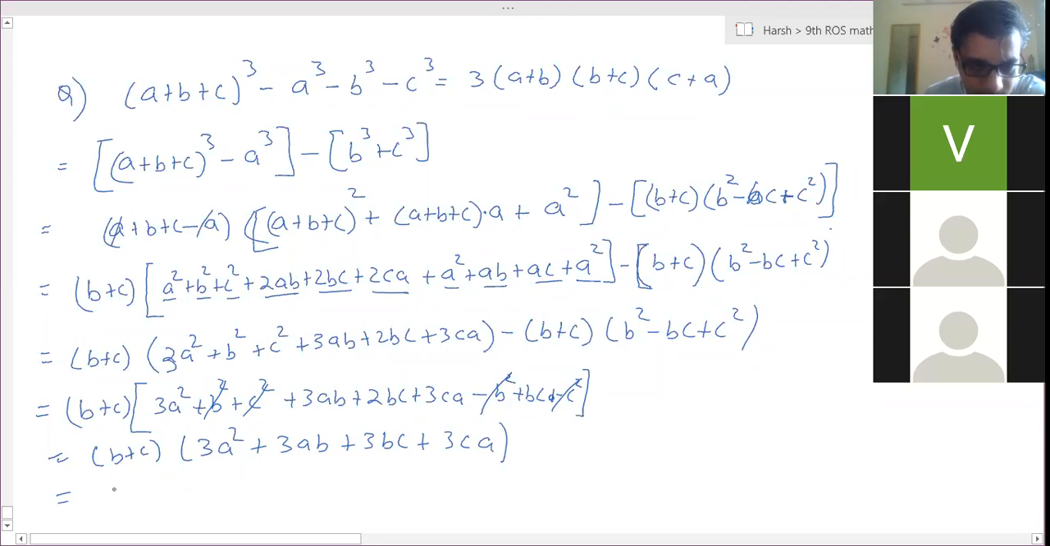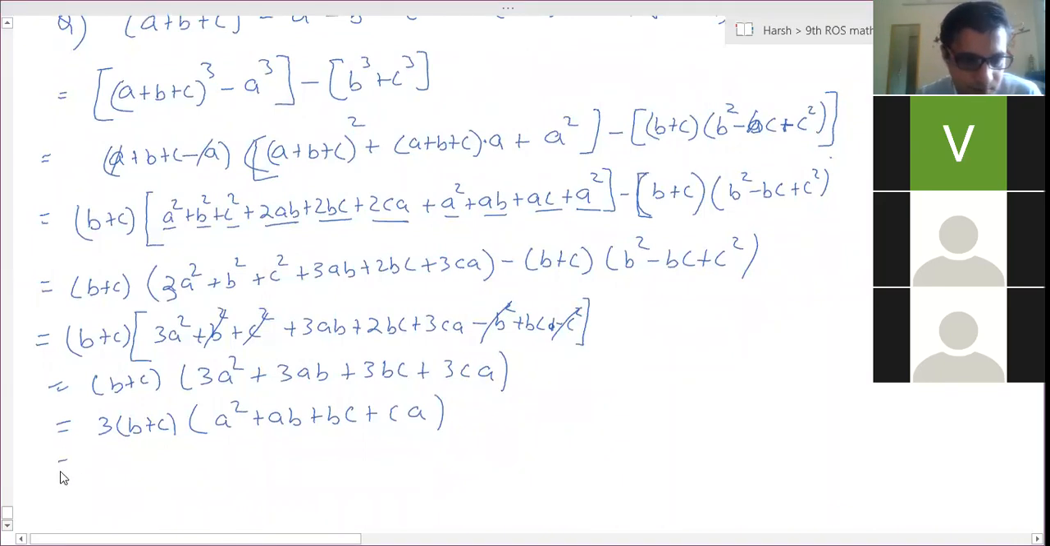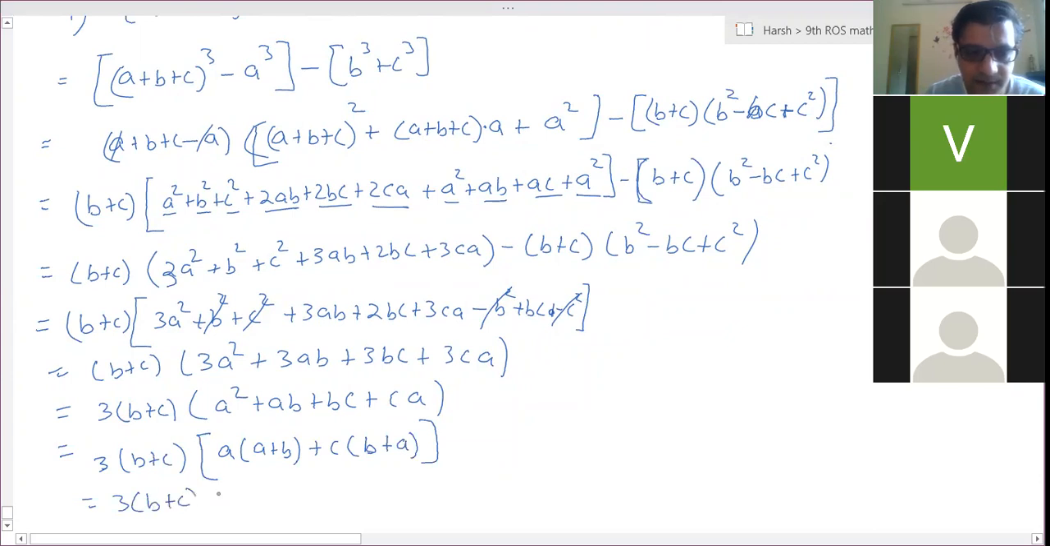Yes, sir. Now we can take 3 common. So this one is A square plus AB plus BC plus CA. Now in the first two terms, A square plus AB, we can take A common, and in the last two terms will take common C. So 3 into B plus C, A plus B, and A plus C.